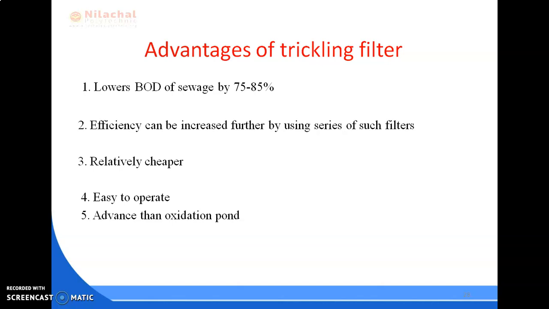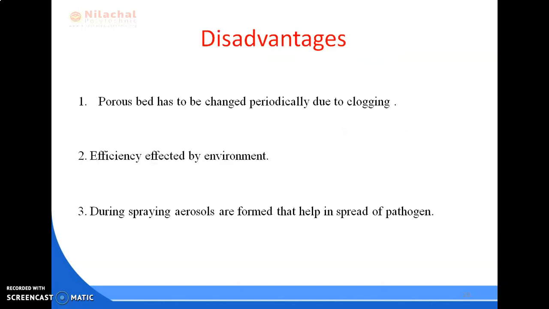And also it has some disadvantages. The porous bed has to be changed periodically due to clogging. Efficiency is affected by environment. During spraying, aerosols are formed that help in the spread of pathogens. So this is the major disadvantage.